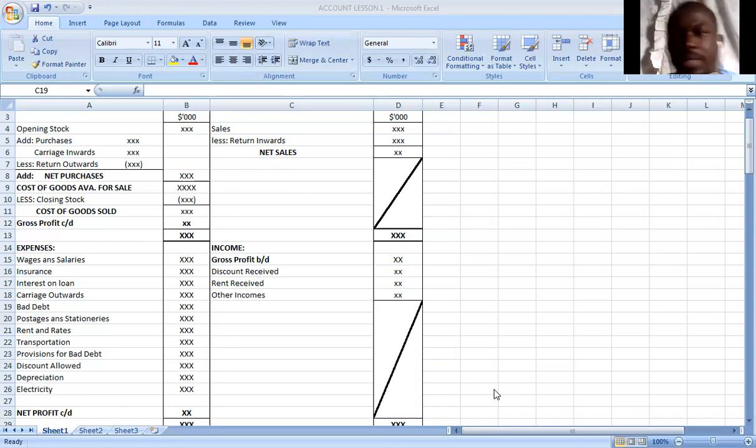Now, like I said, this lecture is not actually for beginners, but I'm still taking my time to explain every single detail. So expenses are those amounts that the business incurs during the business period for the year. This could include salaries or wages. The business has to pay its workers, and the owner of the business could also insure his business.